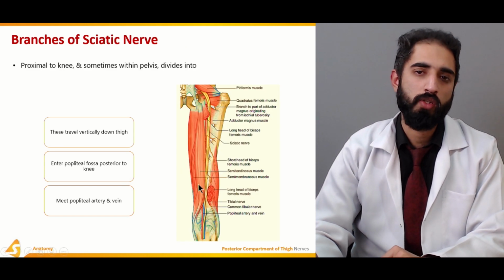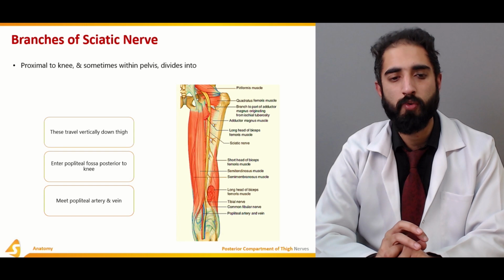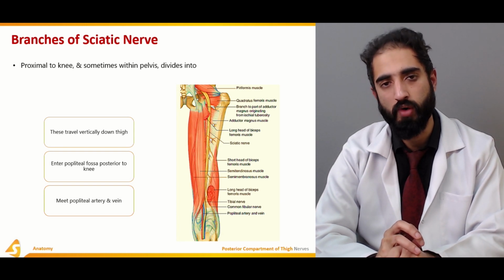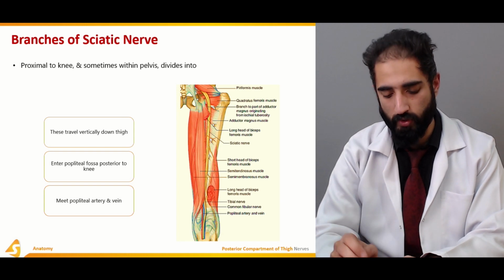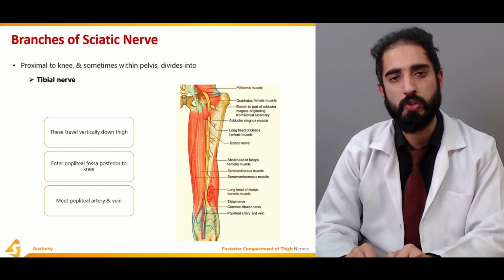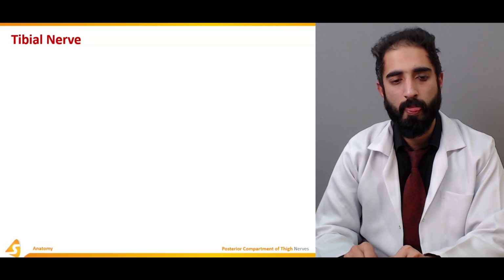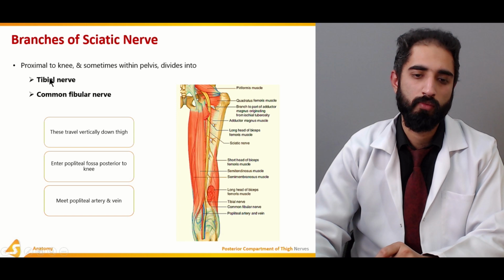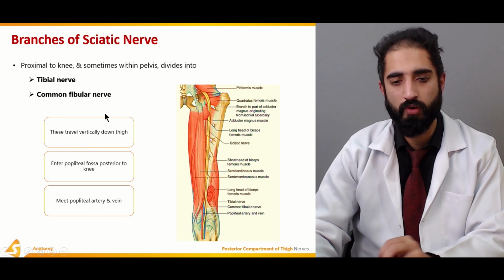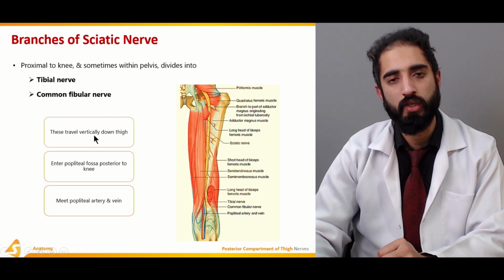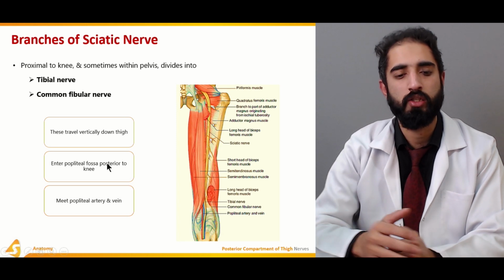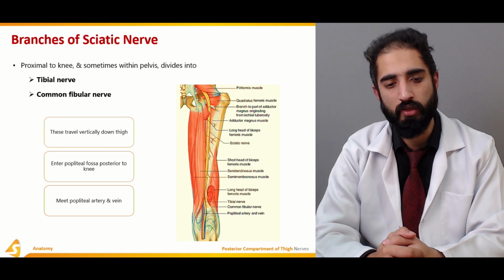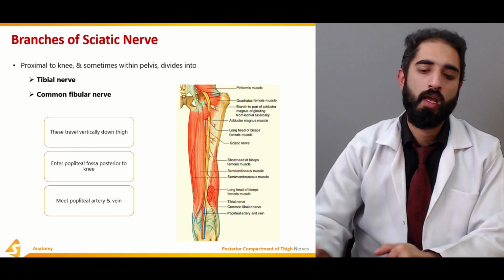Now, the branches of the sciatic nerve. Proximal to the knee, and sometimes within the pelvis, the sciatic nerve divides into two of its major branches, which are the common peroneal nerve as well as the tibial nerve. The common peroneal nerve, or common fibular nerve, and the tibial nerve travel vertically down the thigh and enter the popliteal fossa posterior to the knee, where they meet the popliteal artery and vein.